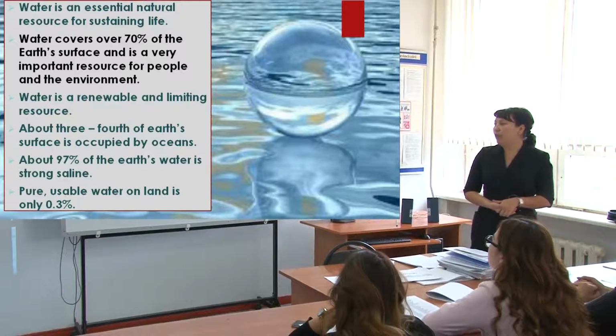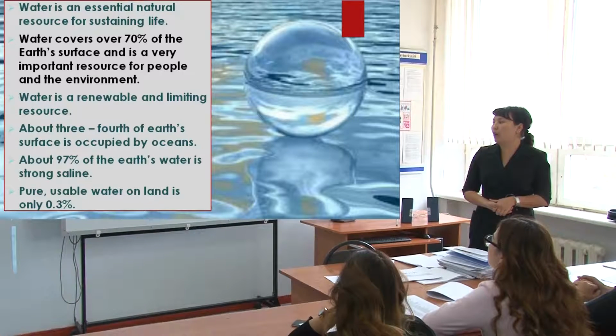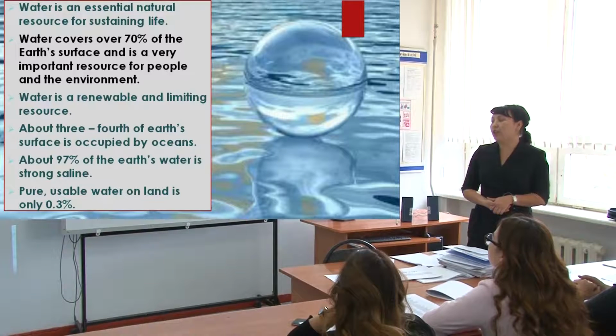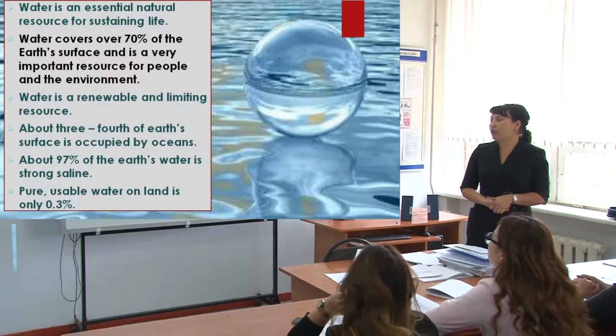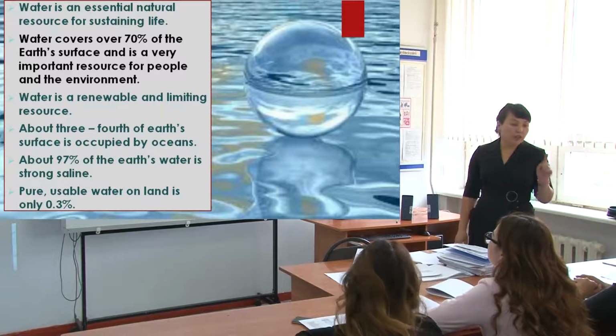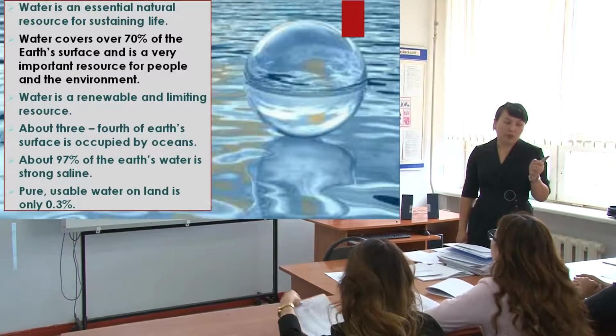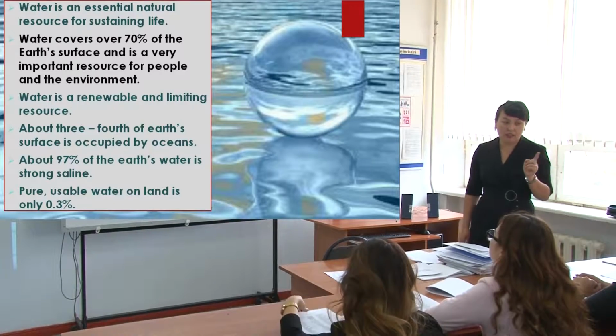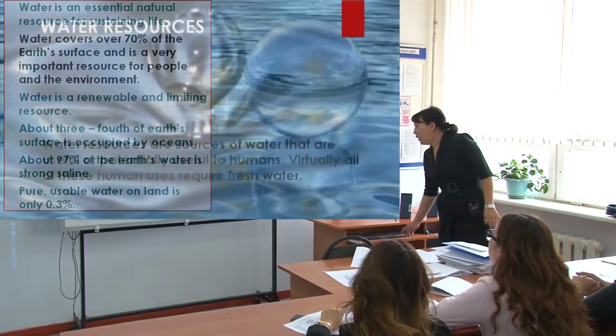About three quarters of Earth's surface is occupied by oceans. About 97% of the Earth's water is strongly saline. Pure usable water on land is only 0.3%. Yes? It's very little.